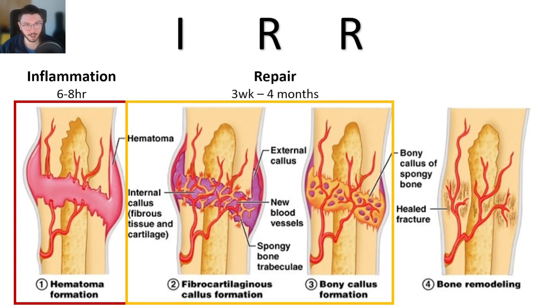Then we have the repair phase, which can take 3 weeks to 4 months. It starts after 3 weeks after fracture and can last up to 4 months. Now this is broken down into two separate phases. The hematoma will get organized into this granulation tissue, which is called a soft precallus. So this is like a fibrocartilaginous callus. This is because the fibroblasts come from the local tissues and invade this hematoma, and they create this fibrocartilage.